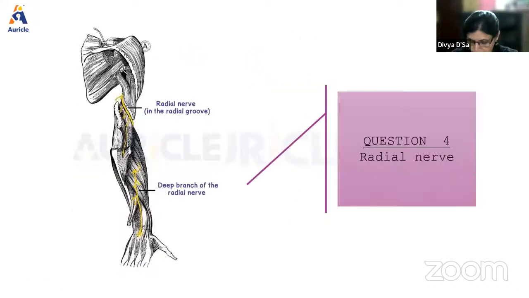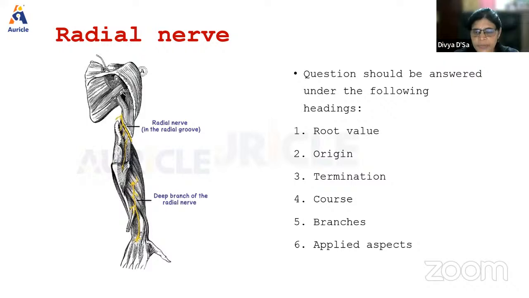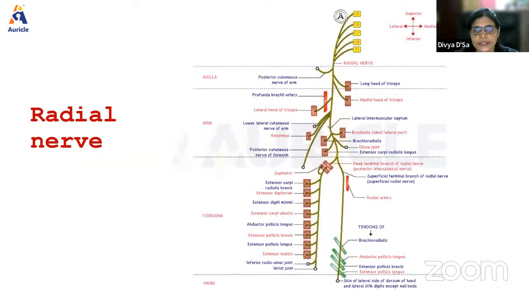The next nerve is the radial nerve. For the radial nerve, under the same headings, you need to write the root value, origin, termination, course, branches, and applied aspects. So, where is the radial nerve from? It is a continuation of the posterior cord.